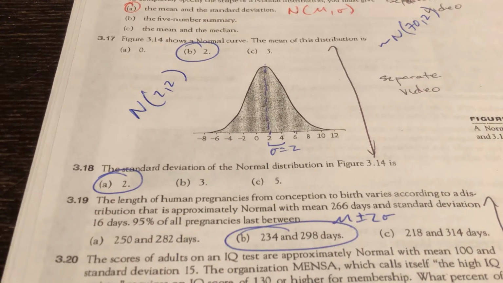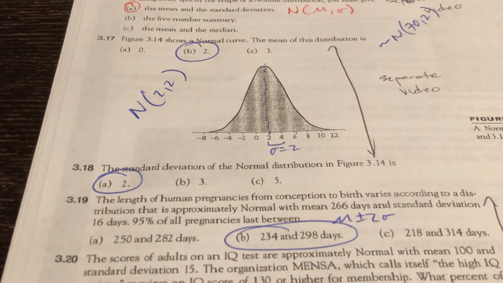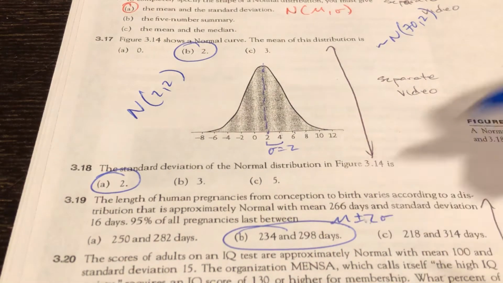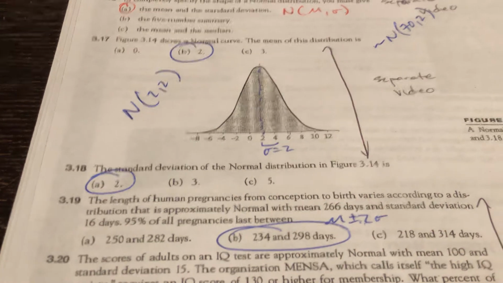All right. The length of human pregnancies from conception to birth varies according to a distribution that is approximately normal with mean 266 days and a standard deviation of 16 days. We will talk about this question a lot. 95% of all pregnancies last between what? So this is kind of the mean plus or minus 2 standard deviations rule. We're going to go over here.